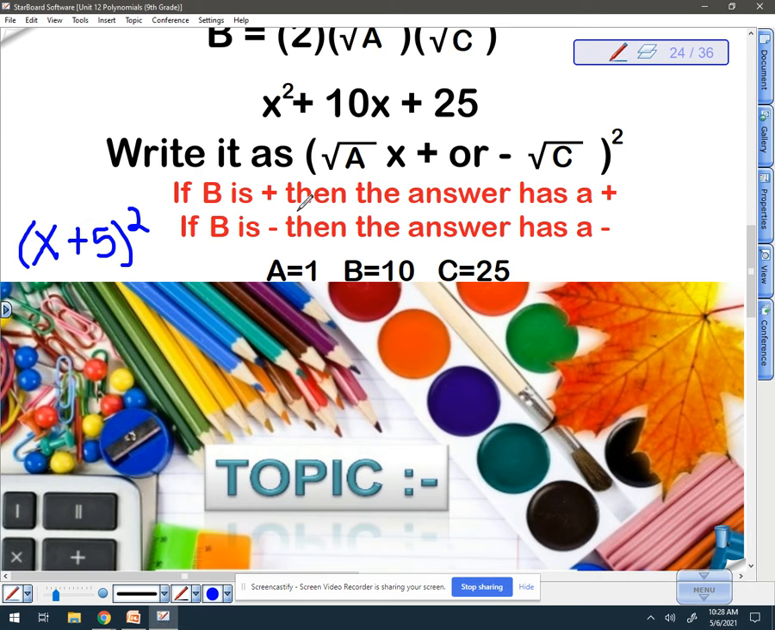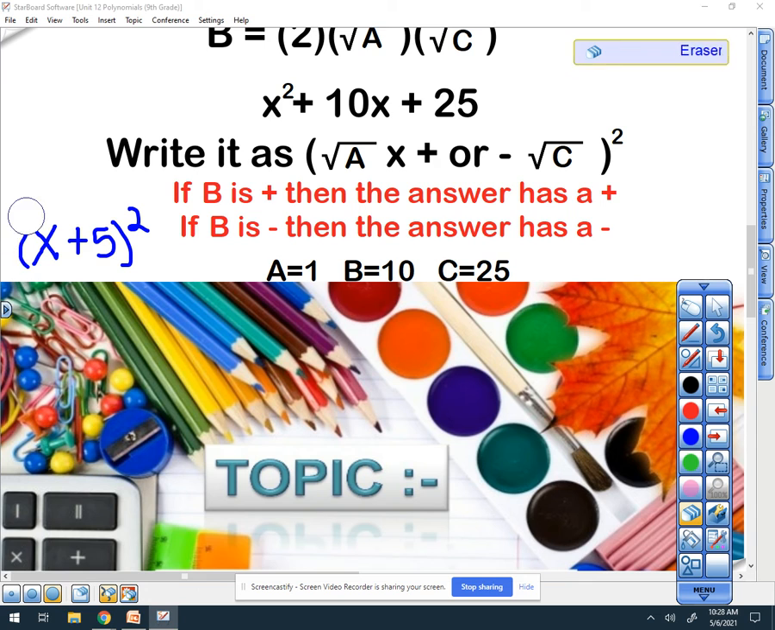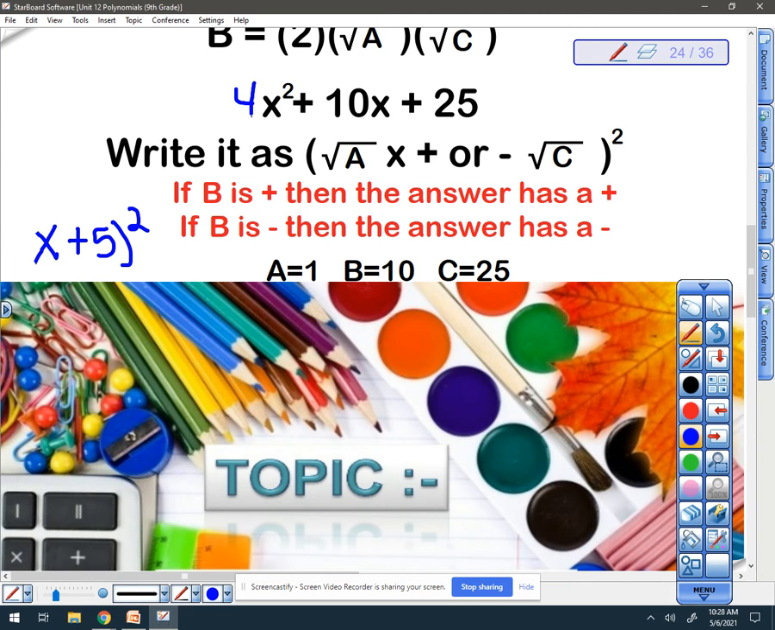All you do is look at it and say, all right, so for example, let's change it up and say, what if there was a 4 out here in the front? So then you do, okay, what's the square root of 4? 2, and then x, always put an x there, and then it's a plus, so plus, square root of 25 is 5, and then to the second power.